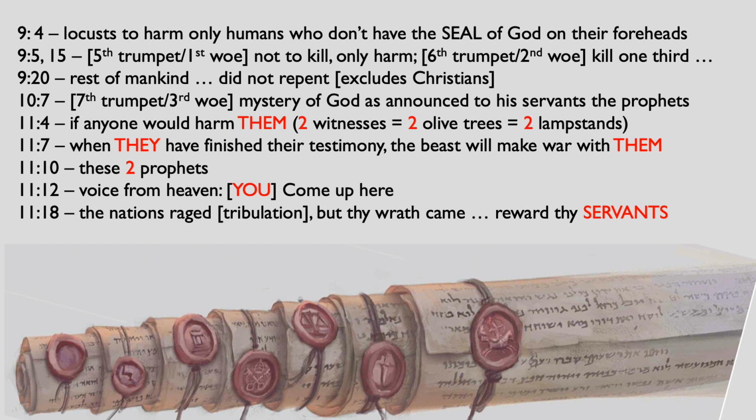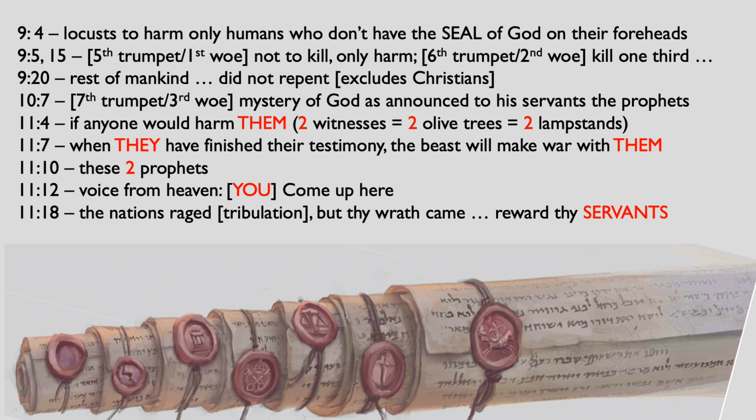And so here you have the fifth trumpet coming upon the people, and then the sixth trumpet, and then finally the seventh trumpet. The fifth trumpet is to harm some of the people, but not to kill them, only to harm them. And then the sixth trumpet, which is equivalent to the second woe, was told to kill 1/3 of mankind on the earth, but not all of them. And they would be harmed, but not God's people. They have the seal of God on their foreheads, and they would not be harmed at all.